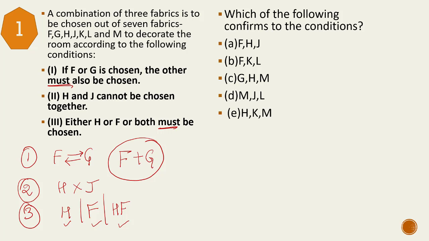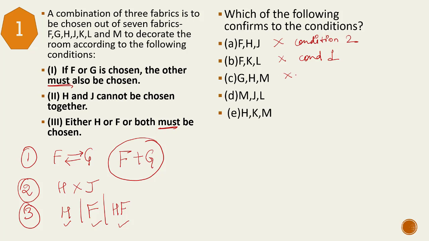Let's have a look at the questions and see how these questions have to be approached. Which of the following conforms to the condition? We'll look at the options and see if any option contradicts any of the conditions, so that cannot be our answer. Option A, FHJ, violates condition number 2, that H and J cannot be together. This cannot be my answer. Option B, FKL: condition 1 is not being followed, that if I'm taking F, I have to take G.